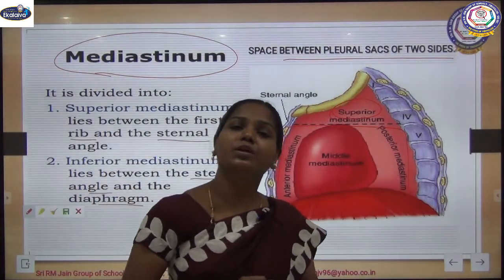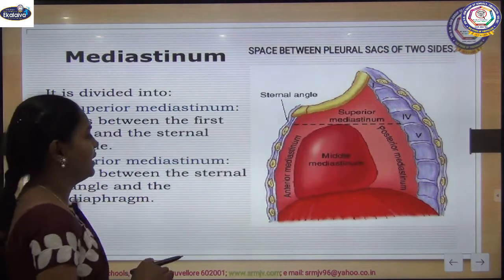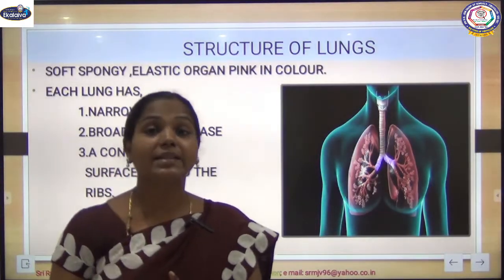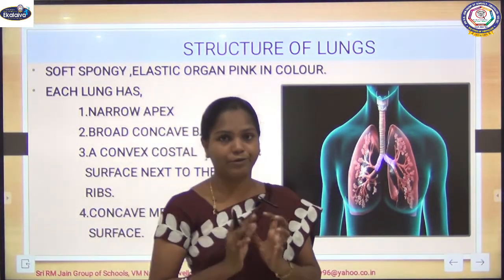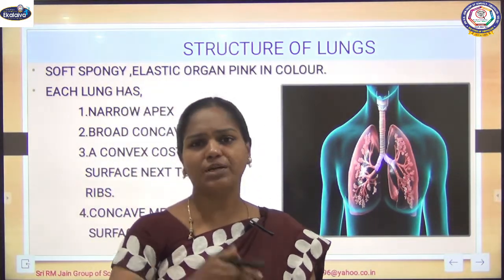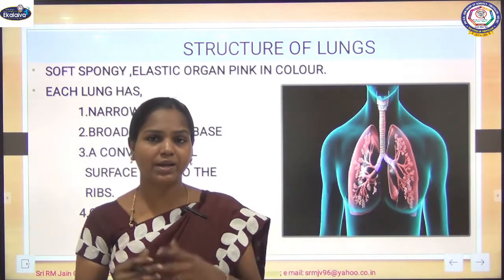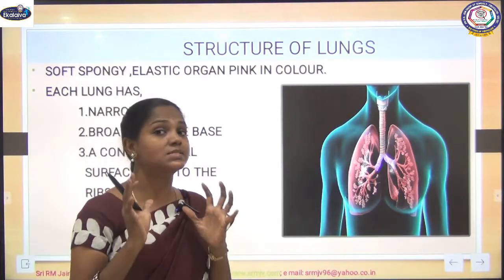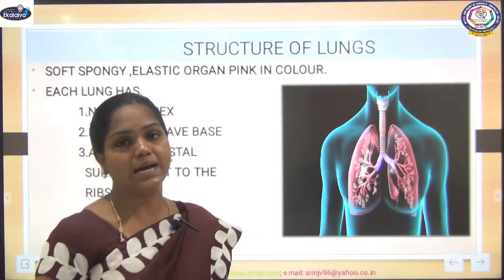And what is the importance of this mediastinum? It provides a place for the main organ in our body, that is the heart. The heart is located in between this pair of lungs, in the space called the mediastinum. In addition to that, it also has space for our food pipe and other blood vessels. The main thing is the mediastinum provides a place for our heart, okay.